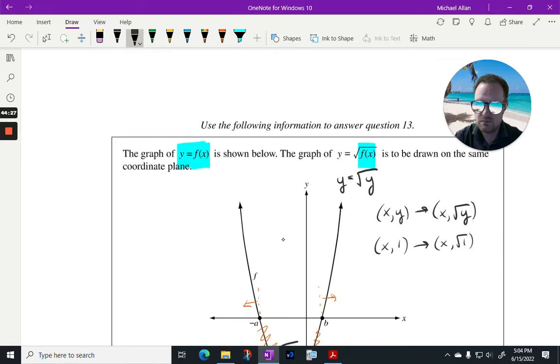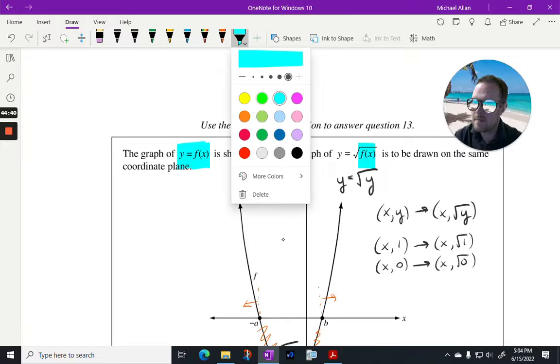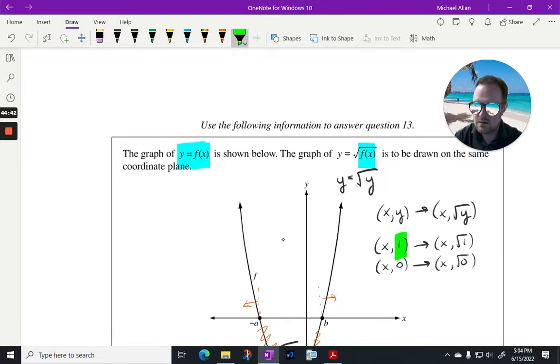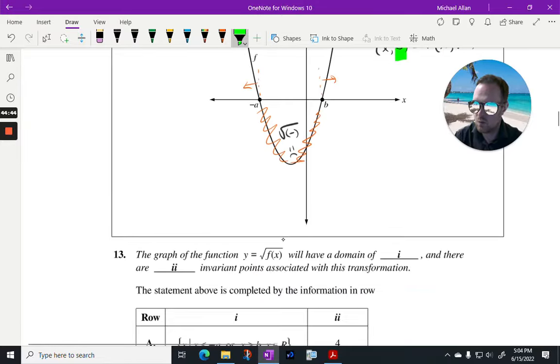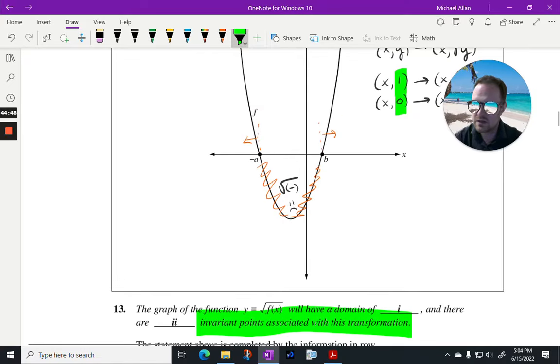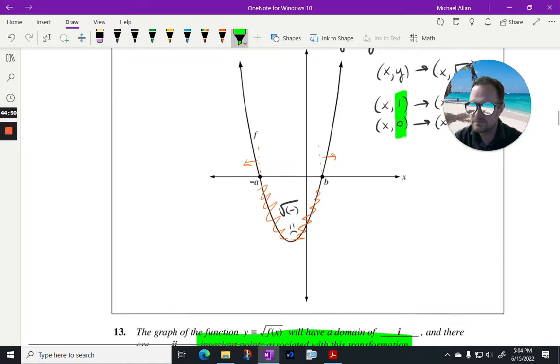Well, it's 1. So that's invariant. Also, if I have a 0 in there, what's the square root of 0? Well, it's 0. So invariant. So my invariant points happen when my y values are equal to 1 and 0.